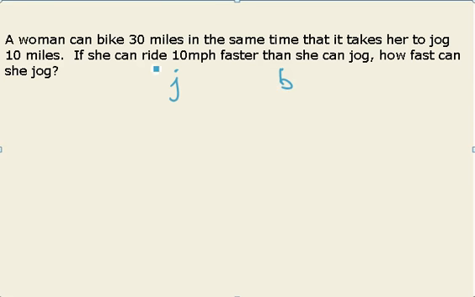I know that she can ride her bike 10 miles per hour faster than she can jog. So if I take the rate at which she jogs and add 10 to it, I get out the rate at which she bikes. Okay. I know something else, right?